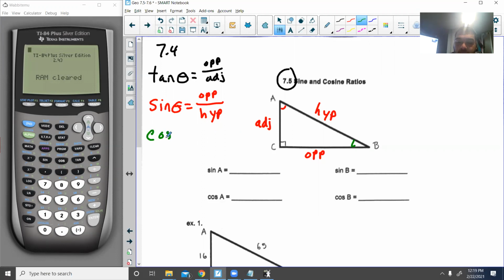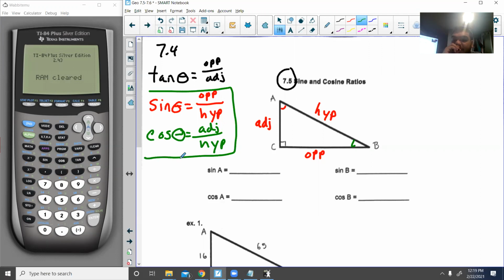And cosine. Even though it's written cos, you pronounce it cosine. Cosine of theta is going to be adjacent over hypotenuse. These are absolutely necessary to write down for your notes. So make sure you get those down.